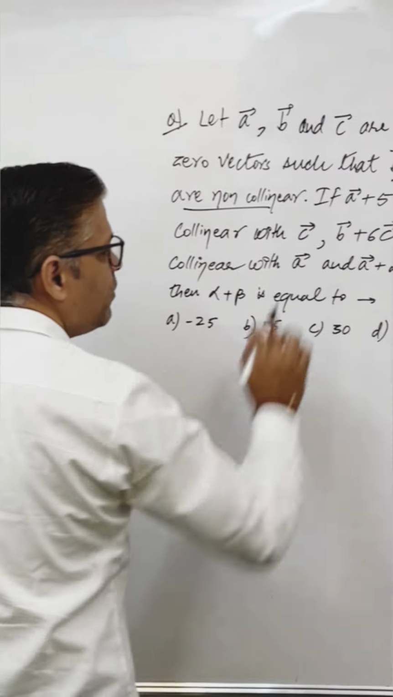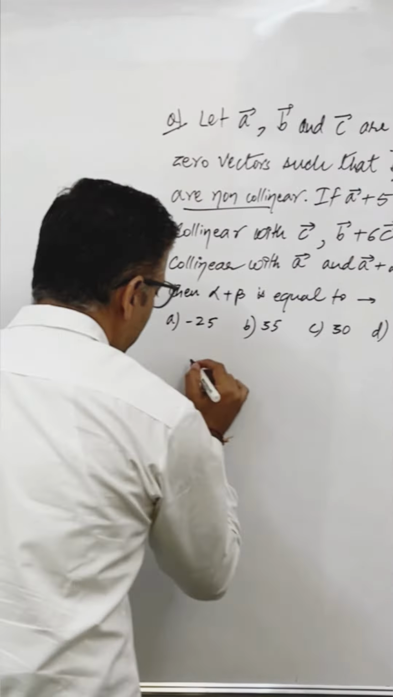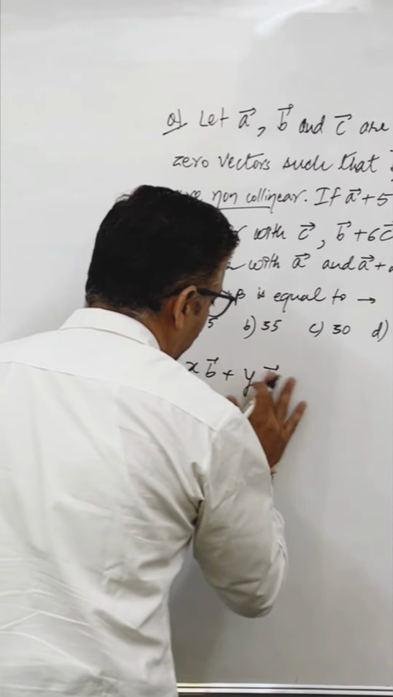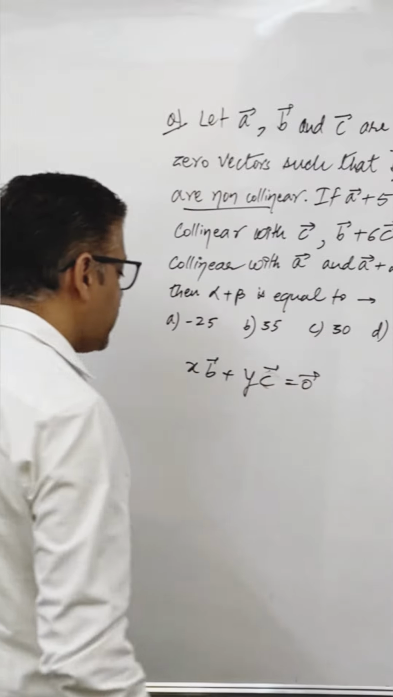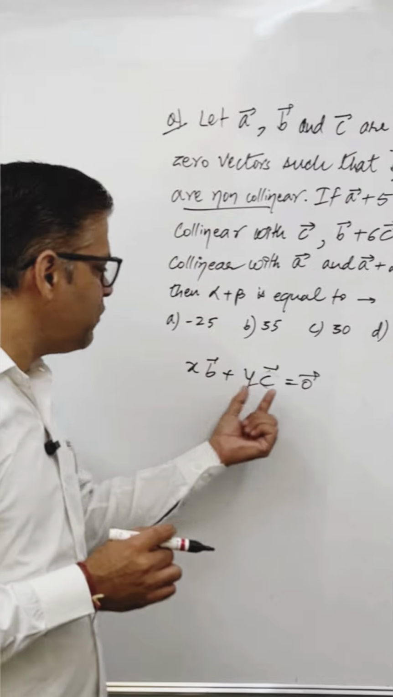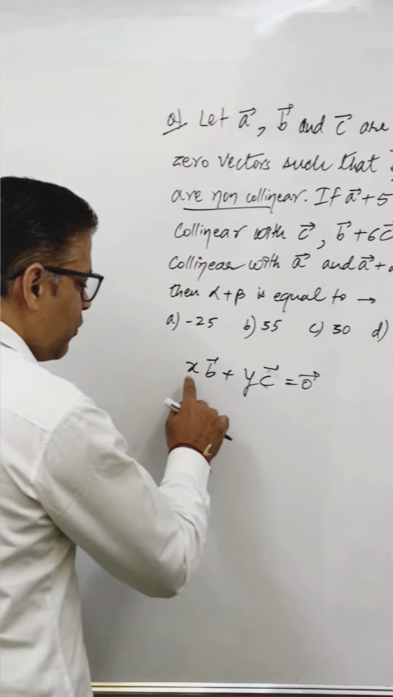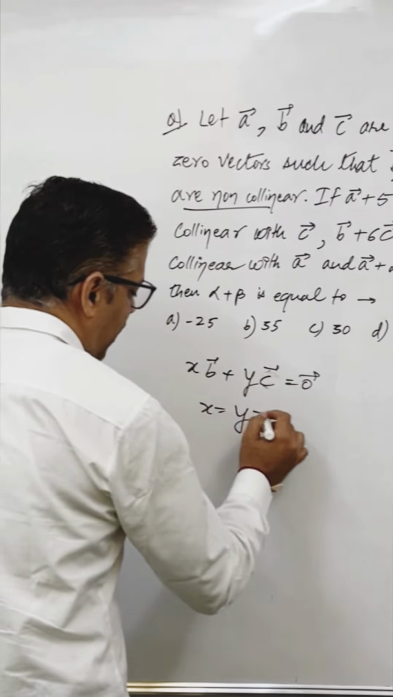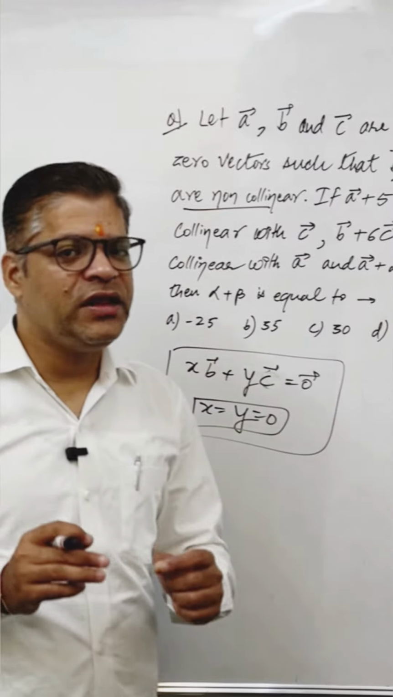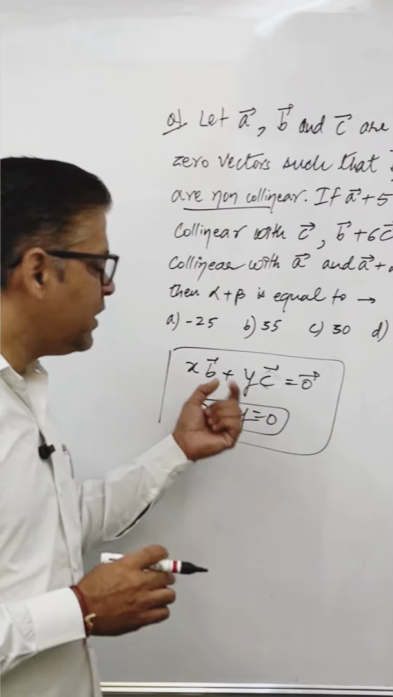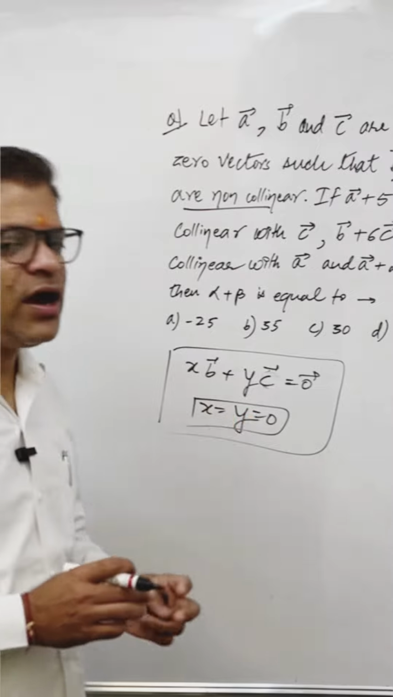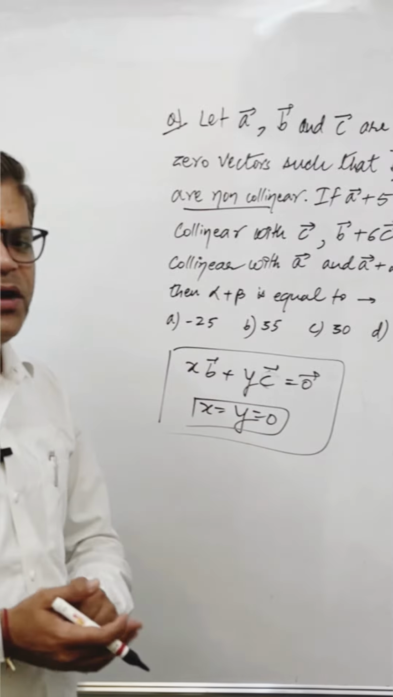Since it is given that vector B and vector C are non-collinear, in the linear combination we can write x times vector B plus y times vector C is equal to the zero vector. This will be equal to the zero vector only when both scalars x and y are equal to 0. So this is the concept of non-collinear vectors. Non-collinear vectors are linearly independent, and the meaning of linear independent is that if the scalars x and y are both 0, then the linear combination will be equal to 0.